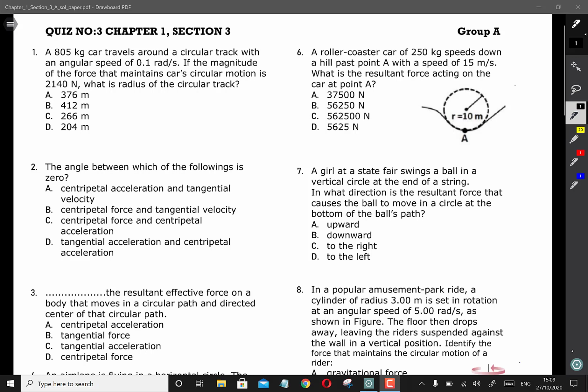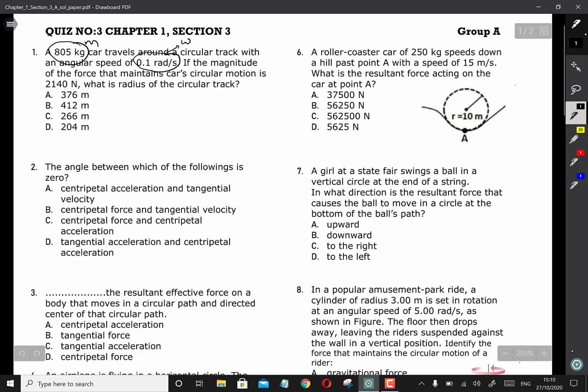Alright, let's prepare the answer key of quiz number 3, section 3, chapter 1. The first question is, an 805 kilogram car travels around a circular track with an angular speed of 0.118 per second. So this is the mass of the car, M, traveling around the circular track with an angular speed. So angular speed is given. This is omega.